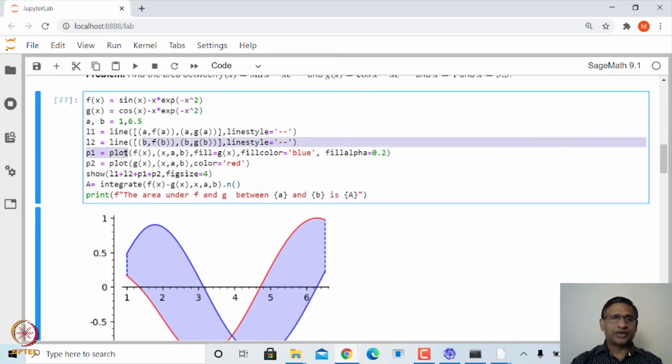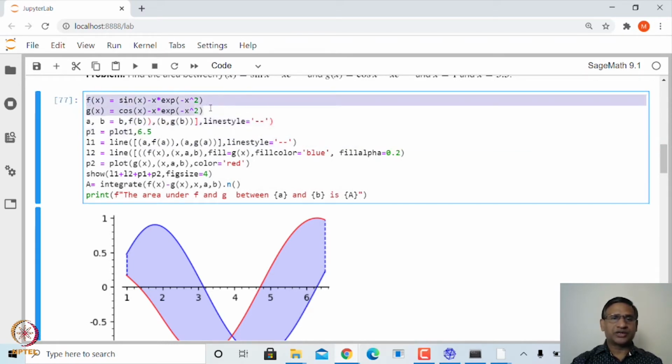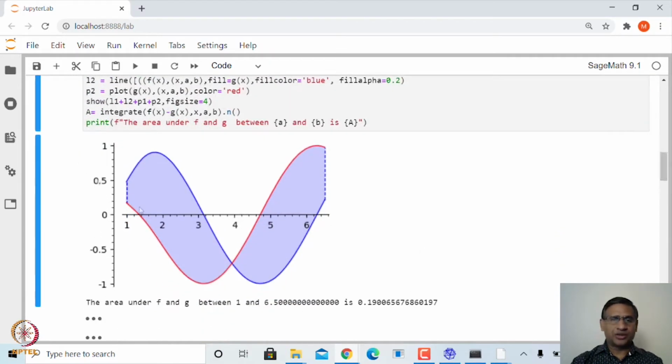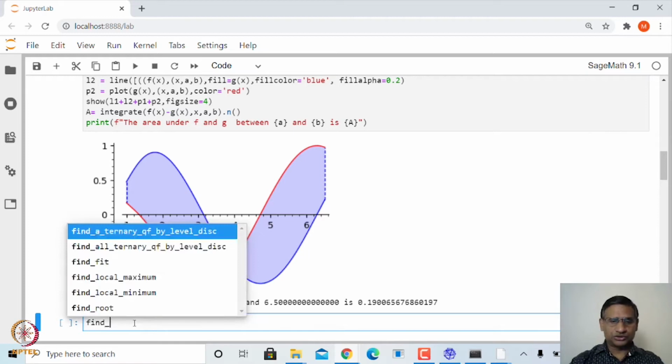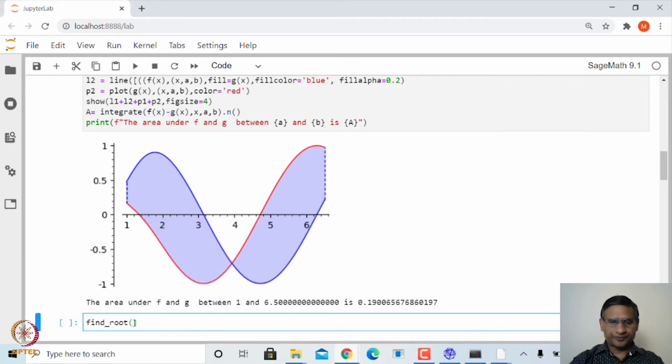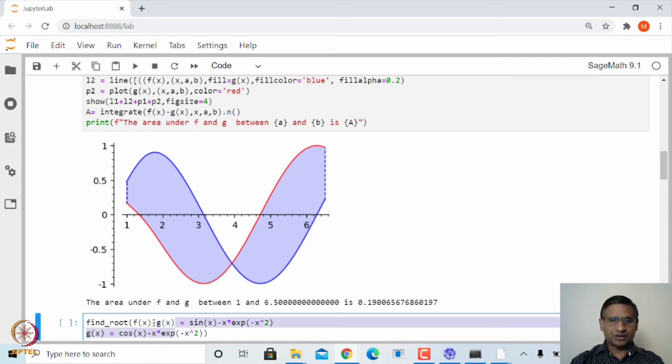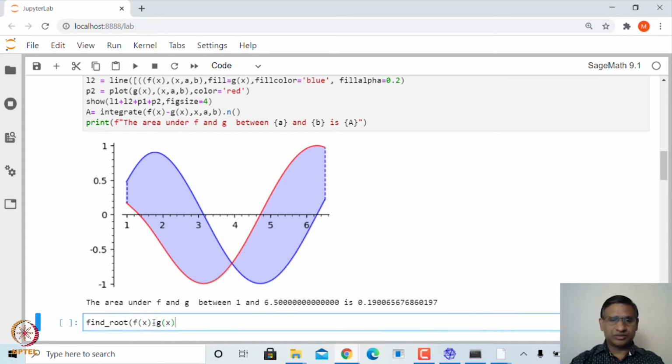Let us see how I find the intersection of these two curves. You can use find_root of f(x) minus g(x). So, I will say f(x) minus g(x) between, let us say 1 and 5 to begin with.